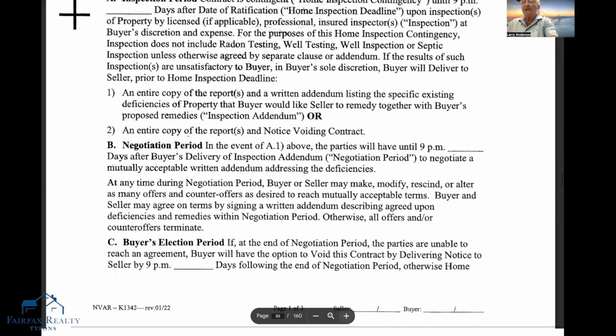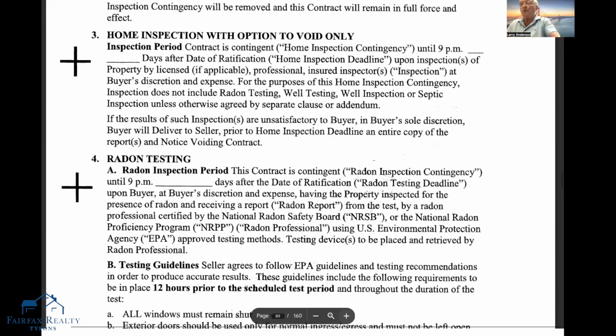Okay, so back here, you can do the addendum form and the report, or at the buyer's sole discretion, they can send an entire copy of the report. It might just be a minor item, but they changed their mind and don't want the house. They have every right to do that. And a notice voiding the contract. Now, I want to go to page 101 here for a second.